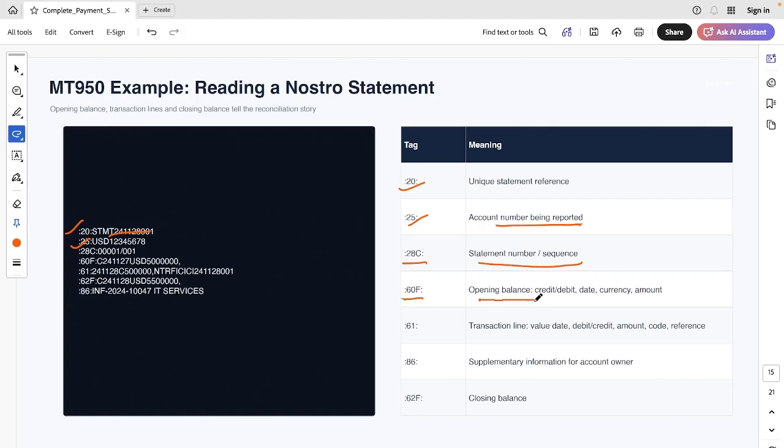It tells us whether the balance is credit or debit, the date, currency, and the amount. Field 61 is the transaction line. This is where your individual debit or credit entries are shown. Field 86 is your supplementary transaction information, and field 62F gives the closing balance. So in simple words, MT950 helps operations teams answer what was the opening balance, what transactions have happened, and what is the closing balance.